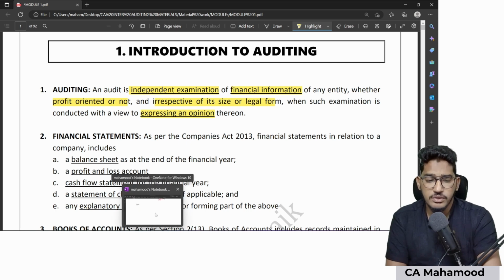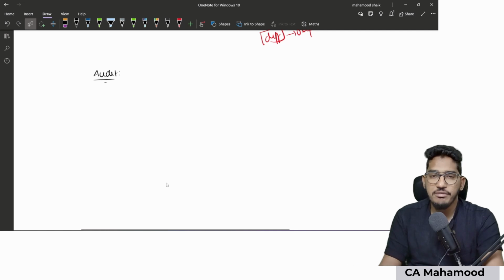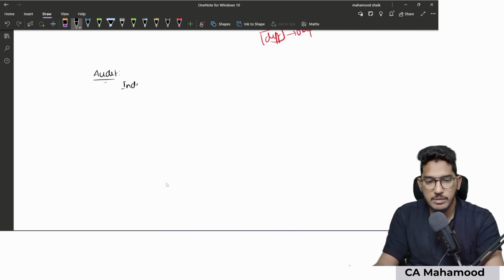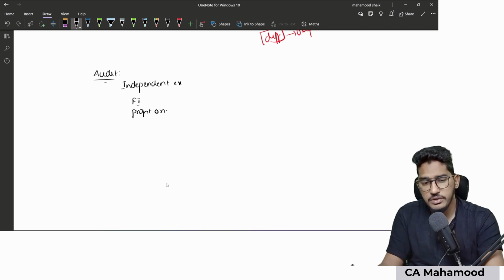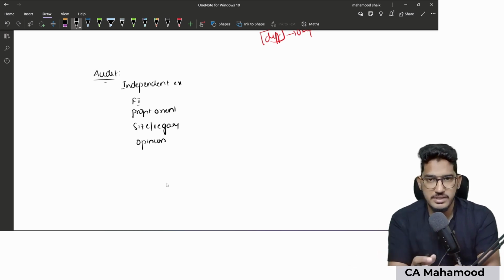In order for this definition to be very clear, first we should identify the key terms in the definition. The key terms are number one, independent examination, number two, financial information, number three, profit orientation, number four, size or legal form, and number five, finally, to express an opinion on the financial statements. So first they are saying that audit is an independent examination.